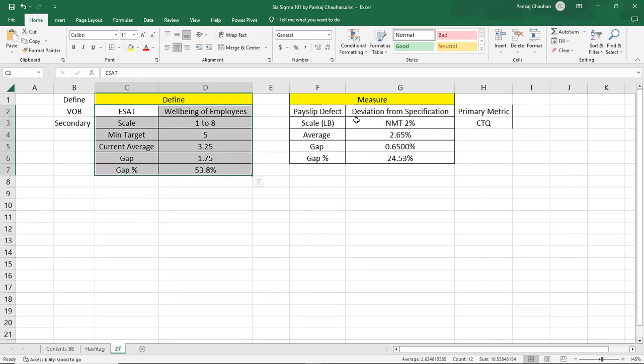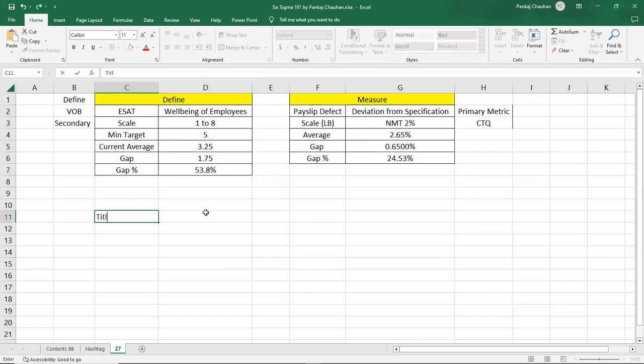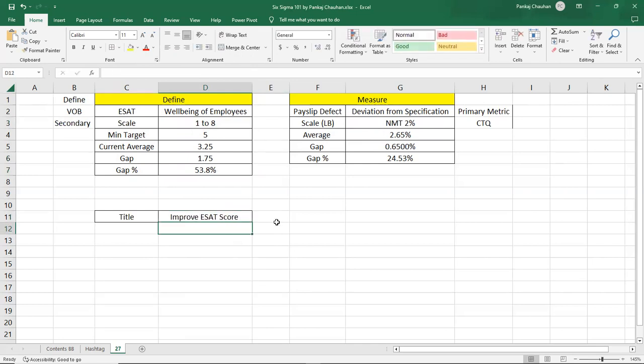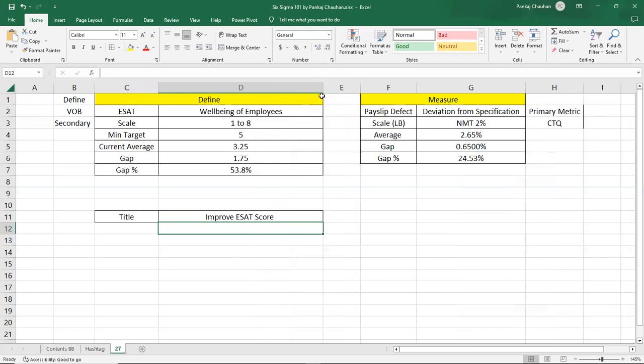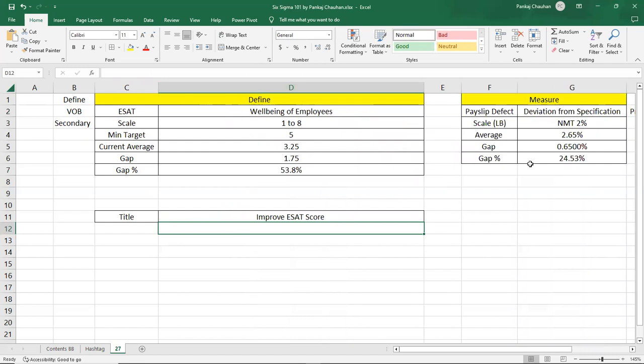So let's understand how we write the project charter. First and foremost thing in any project is the project title. When you are writing the title, your title should speak everything about the project. Like in this case, you have ESAT. So my simple title will be improve ESAT score or employee satisfaction score. By looking at this, anyone who is reading will come to know what exactly you are trying to work upon. That you are working on the employee satisfaction score improvement.